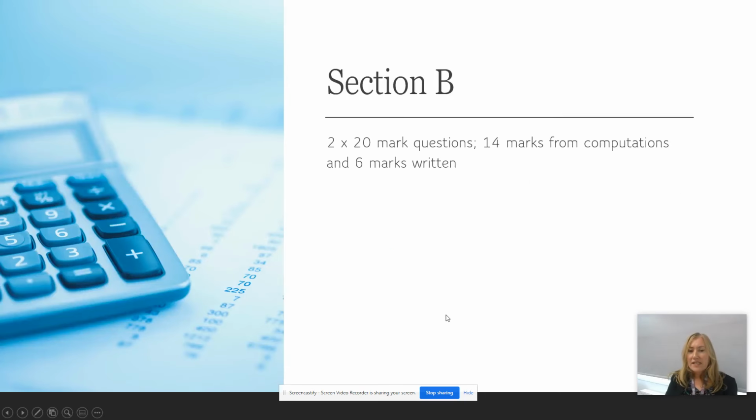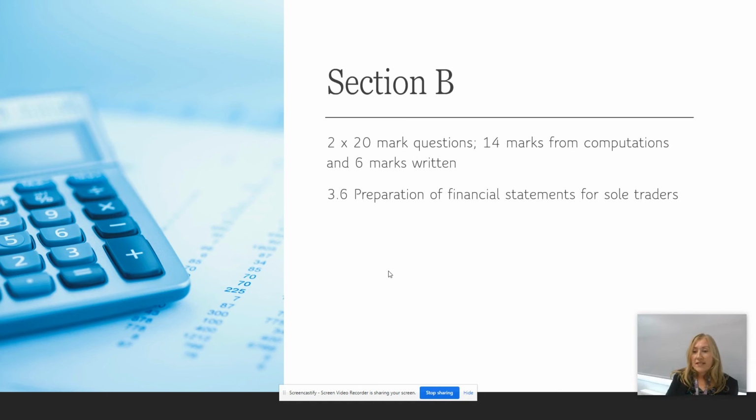So section B, just a reminder, it comprises two 20-mark questions. So 14 of those will come from computation each time, and 6 from a written part attached to the computational work that you've done. The topics for this are 3.6 in the specification, which is about preparation of financial statements for sole traders, which isn't just going to be a case of knocking up an income statement and a statement of financial position. We'll look in a minute at just how wide-ranging that topic is.